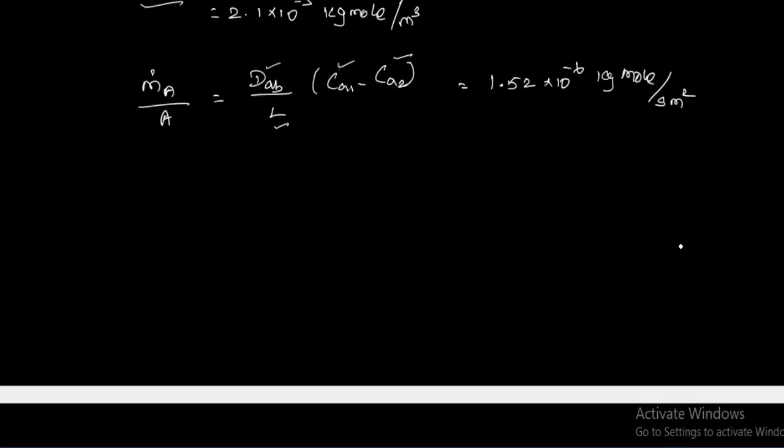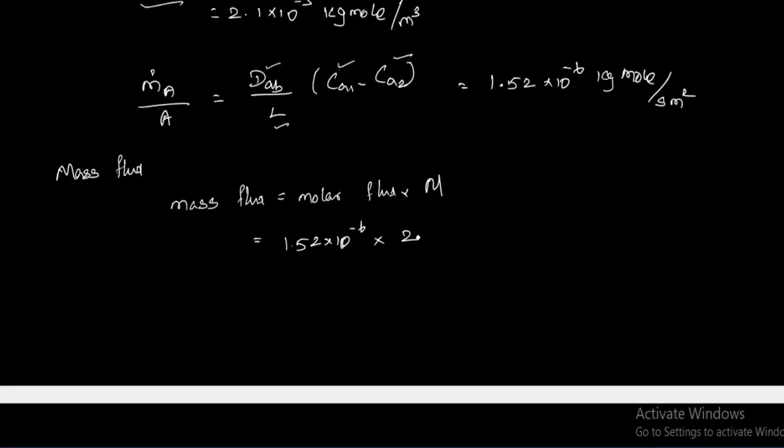Then you have to find out the mass flux. Here the mass flux is equal to the molar flux times the molecular weight M. The molar flux is 1.52 into 10 to the power minus 6, and the molecular weight of hydrogen is 2, right? So the answer is 3.04 into 10 to the power minus 6 kilogram per second meter square. Here I am substituting the number of moles, so the mole gets cancelled and kg per second meter square will come.